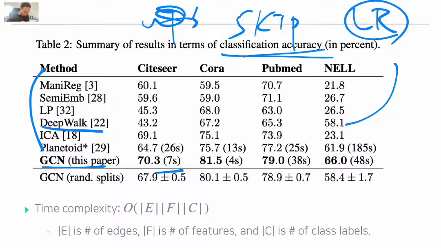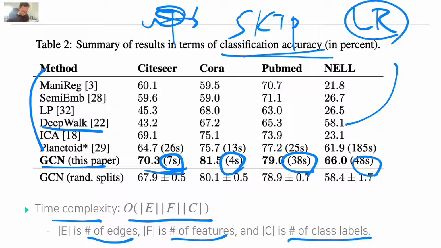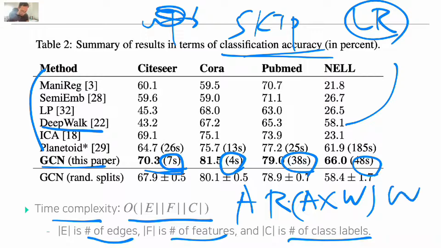It is quite a promising result, and their actual time complexity is also very low. When we get the time complexity, it is the multiplication of the number of edges, number of features, and the class label. It is from our GCN layer. Assume that we have two layers. We get the H, X, W, and ReLU, and then we also have A, W, and ReLU.